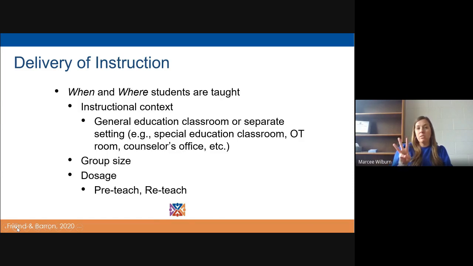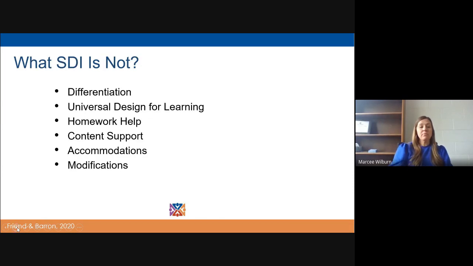So our three whats: we start with our content, then we look at our methodology and our delivery of instruction. You can change one out of the three. You could change all of the three, dependent upon the goals and the instruction within the classroom that the student's working towards. So let's talk about what SDI is not.